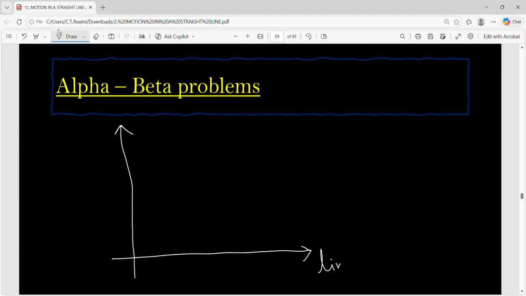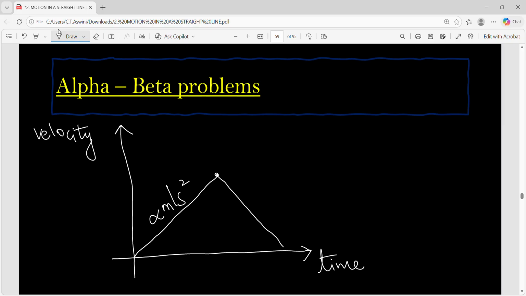Let us take time on x-axis and velocity on y-axis. Imagine body is starting from t equals 0 and that is accelerating with alpha meter per second square. This was the acceleration of the body. After some time, it started decelerating. So what was that constant deceleration? It is beta meter per second square. So what are these alpha beta? Basically, they are acceleration and decelerations. The body was first accelerating with alpha and then decelerating with beta.